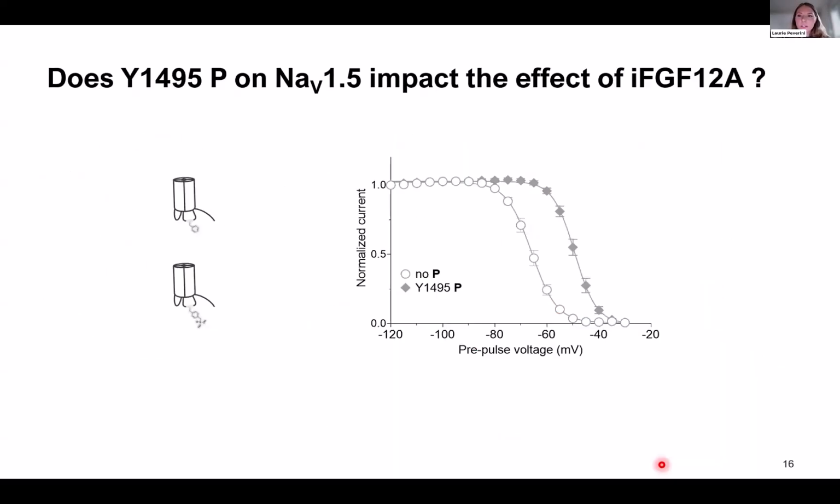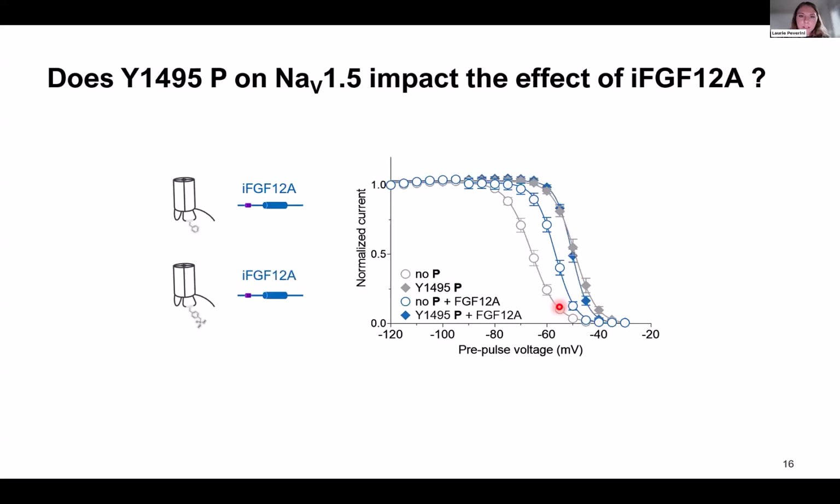But then we were interested to look if this functional effect was impacted when Y1495 was phosphorylated. So to study that, we co-expressed again the non-phosphorylated and the phosphorylated construct with and without FGF12A. On the non-phosphorylated construct, there is a shift in the steady-state inactivation that is observed, which recapitulates what we see on wild type. But with Y1495 phosphorylated, there is no further shift evoked. You can see here that the curves with and without are superimposed. So it means that this shift only occurs in the absence of phosphorylation at this site.